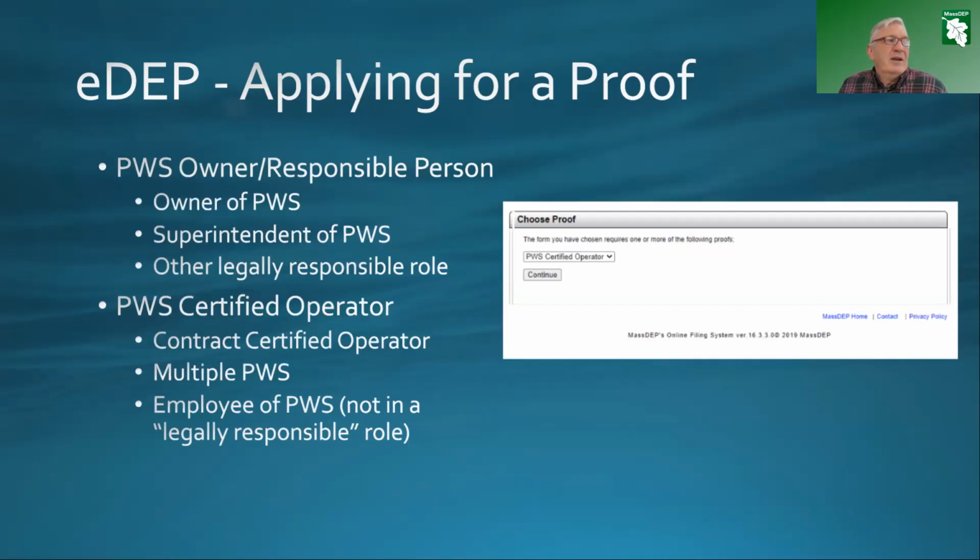These are the two proof types. Typical use of them is like owner, superintendent, or someone else working in a legally responsible role at the water supply can apply for the owner responsible person. The certified operator proof is limited to people with a certified operator license. We do check your name and license in the DOL website before approving those.